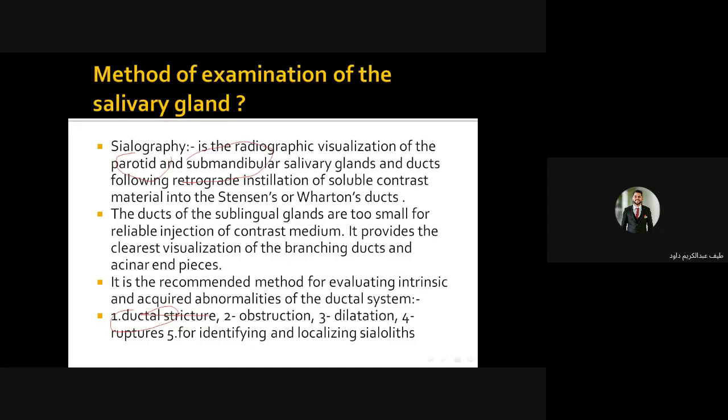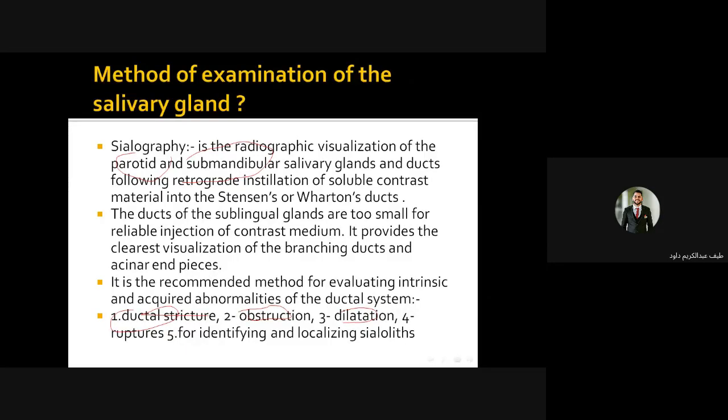Sometimes if there is any obstruction that prevents the saliva from coming to the oral cavity, there may be dilatation of the salivary gland duct, or a rupture, as we are going to see. Sometimes it is used to identify whether there is a stone or sialolithiasis. Just a simple stone located inside the duct prevents the secretion of the saliva, and as a result, swelling of the salivary gland occurs.